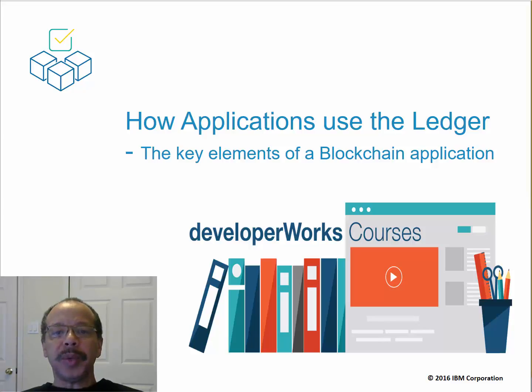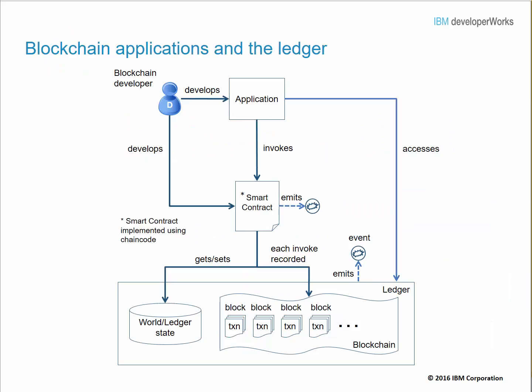In this video, we'll look at the key elements of a blockchain application. More specifically, we'll look at the various building blocks of a blockchain application and show how those individual blocks interact with the various ledger components in order to utilize the ledger. Let's start our discussion in terms of a process flow diagram.